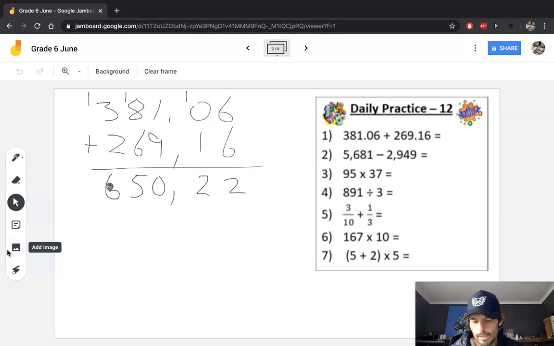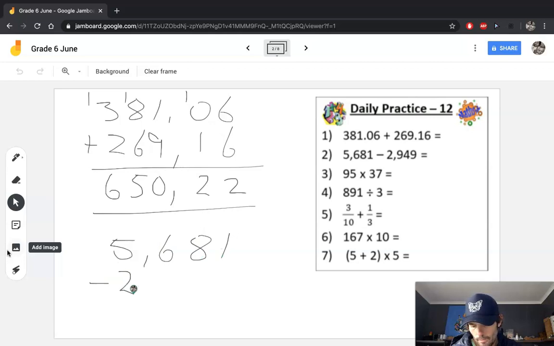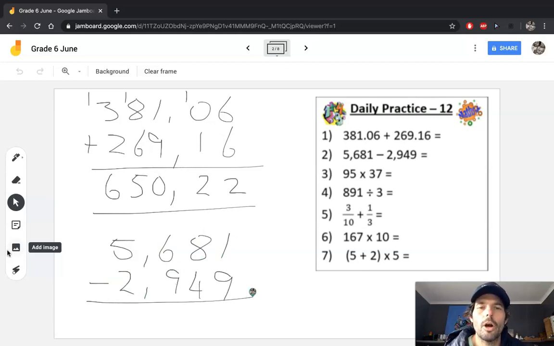is 6. Your second question, subtraction, can sometimes be a little bit more tricky. And let's subtract 2,949. Okay, and now we've got all the numbers in the correct columns. The decimals line up. We can simply subtract as per usual and borrow when we need to.